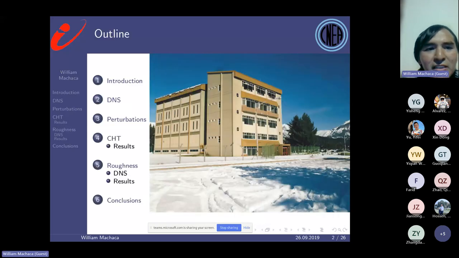First I will give a brief introduction about the topic. Then I will talk about the numerical method. Then I will present the main results of this study, that is the influence of perturbation parameters, conjugate heat transfer, and wall roughness on laminar turbulent transition. Finally, I will summarize this work in the conclusions.